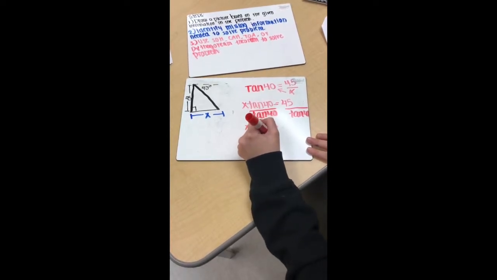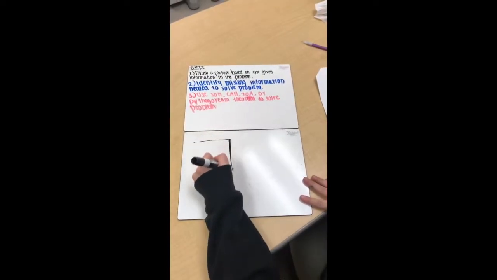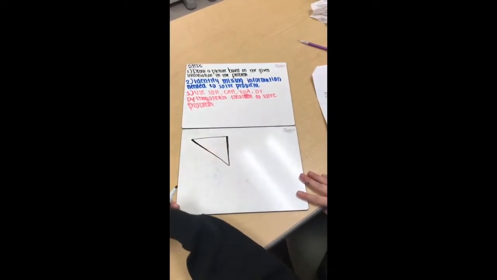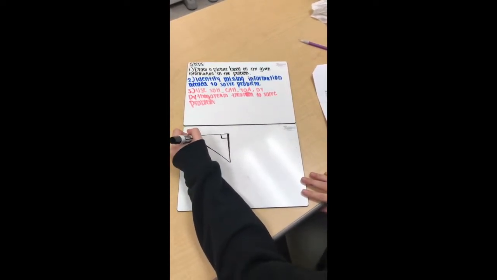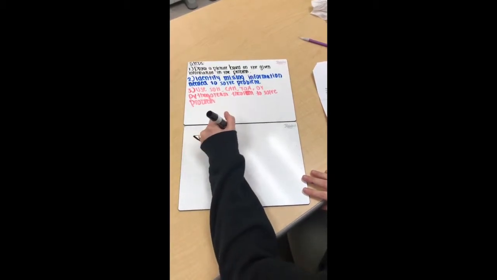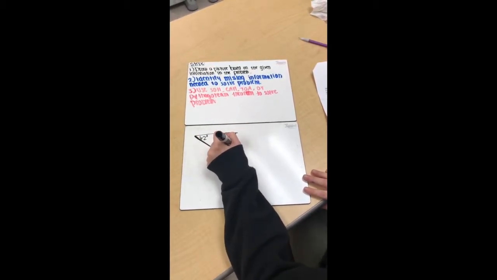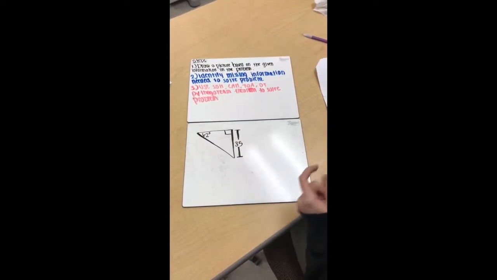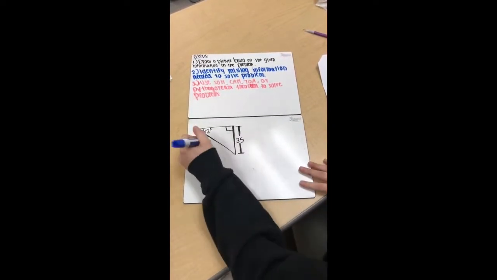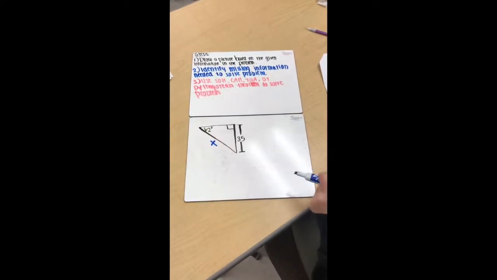Problem 2. From the top of a 35-meter cliff, Lori spots a hiker at an angle of depression of 62 degrees. What is the ground distance from Lori to the hiker? Start by drawing a triangle based on the problem and fill in the information that's given, which is 62 degrees and your height, which is 35. Then you figure out the side that you have to be solving for, which is your hypotenuse.